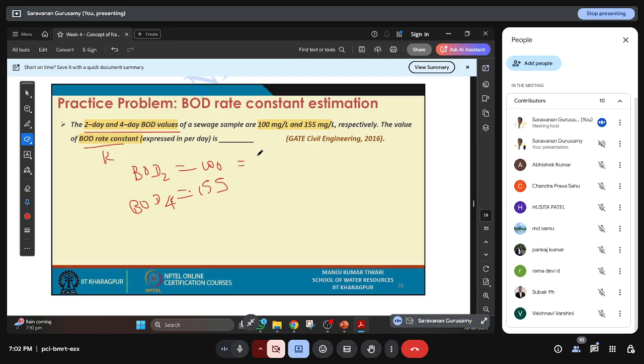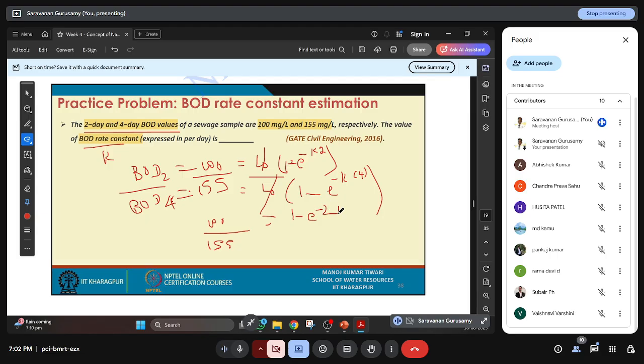How to find it? BOD2 is L naught into (1 minus e power minus K into 2). Both are at the same temperature because no temperature is given. T is 2 days. The BOD4 value is L naught into (1 minus e power minus K into 4), and L naught is the same because it is the same wastewater, same ultimate BOD. T is the 4th day. If you divide both values, 100 by 155 equals 1 minus e power minus 2K divided by 1 minus e power minus 4K, as L naught gets cancelled.